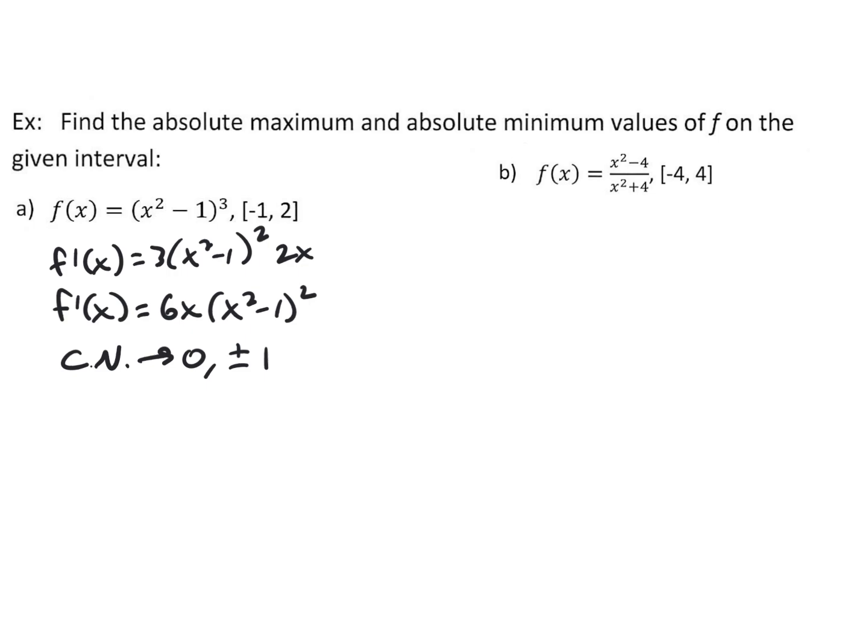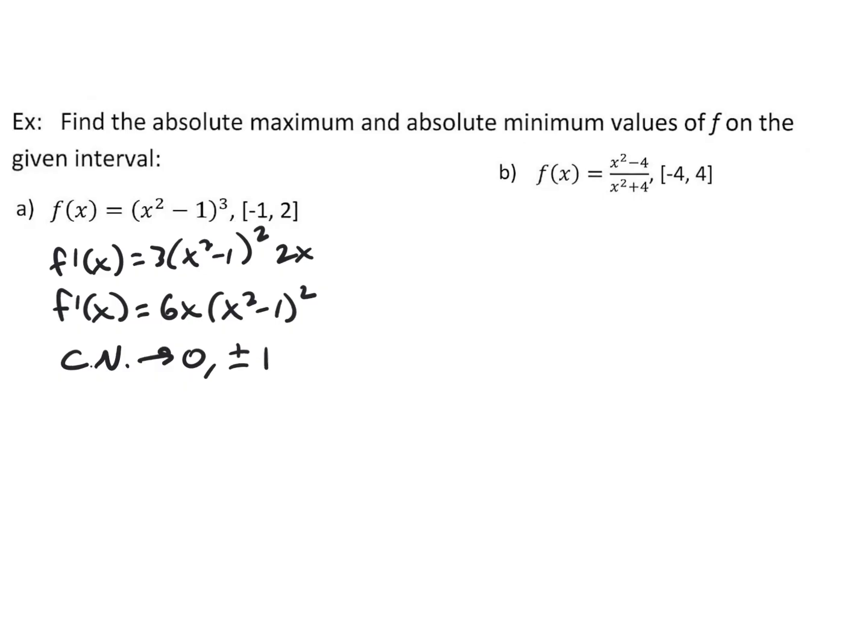Now, fortunately, one of my endpoints is negative 1, so it's going to save me a little bit of work. But what I have to do next is plug in all 3 of those values and 2 into f of x and figure out which one is the highest number, which one is the smallest number. Then we'll know what the absolute max and the absolute min is.